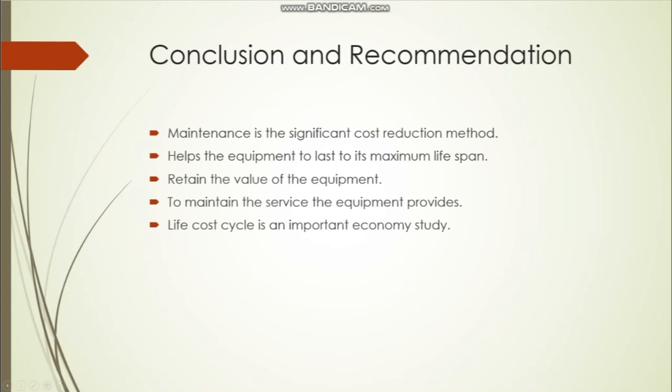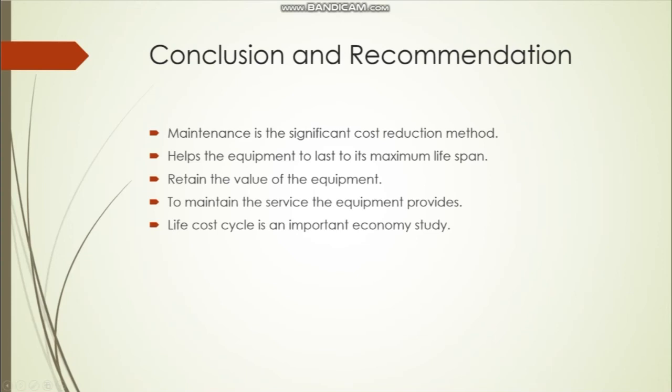It undoubtedly helps the equipment to last to its maximum lifespan, because maintained equipment is usually clean, and also during maintenance we can see the predetermined damage, so we can prepare and replace the parts instead of the whole system. And it also retains the value of the equipment.